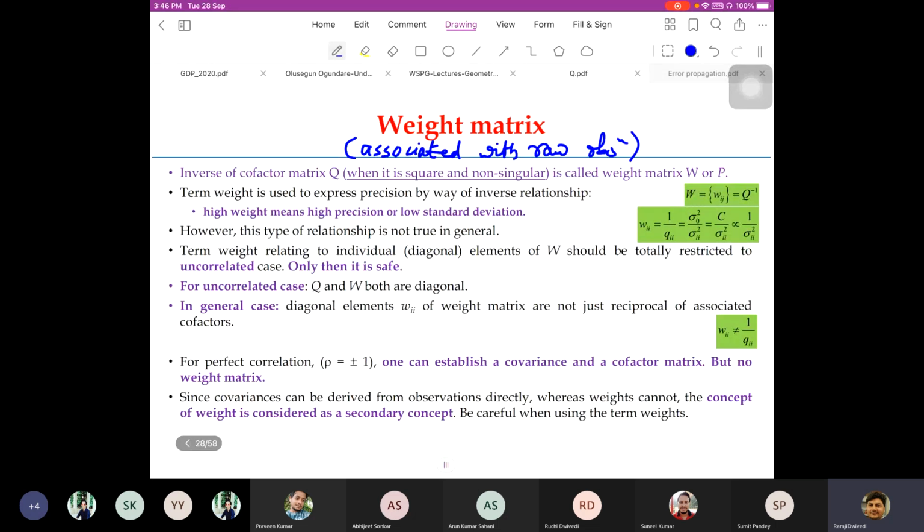That's why the last line says, since covariances can be derived from observation directly, whereas weights cannot, the concept of weight is considered a secondary concept. Be careful when using the term weight. First the quantity Q will come, then W will come. So W is a secondary concept.